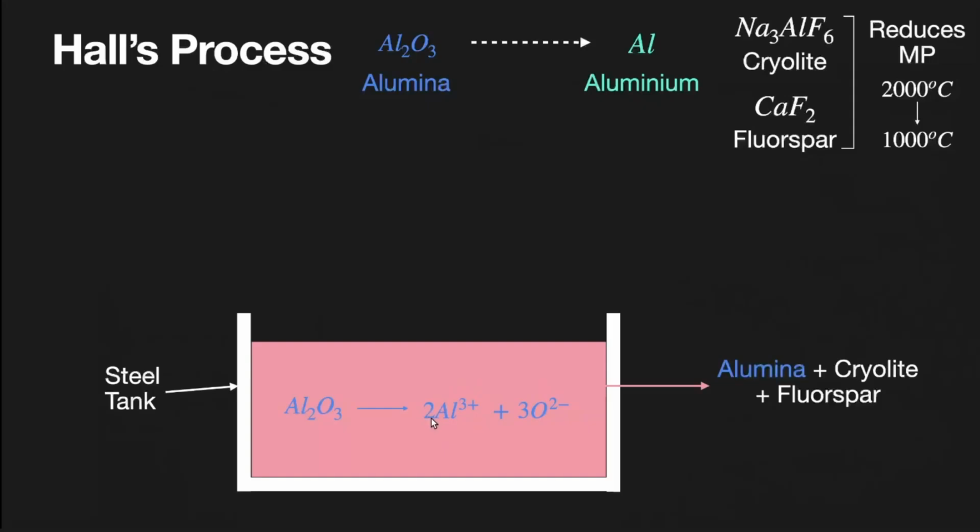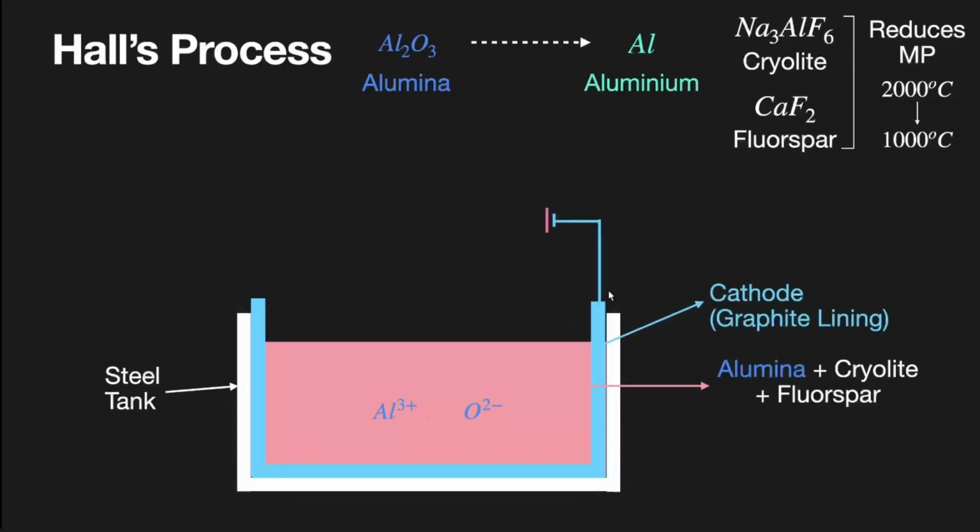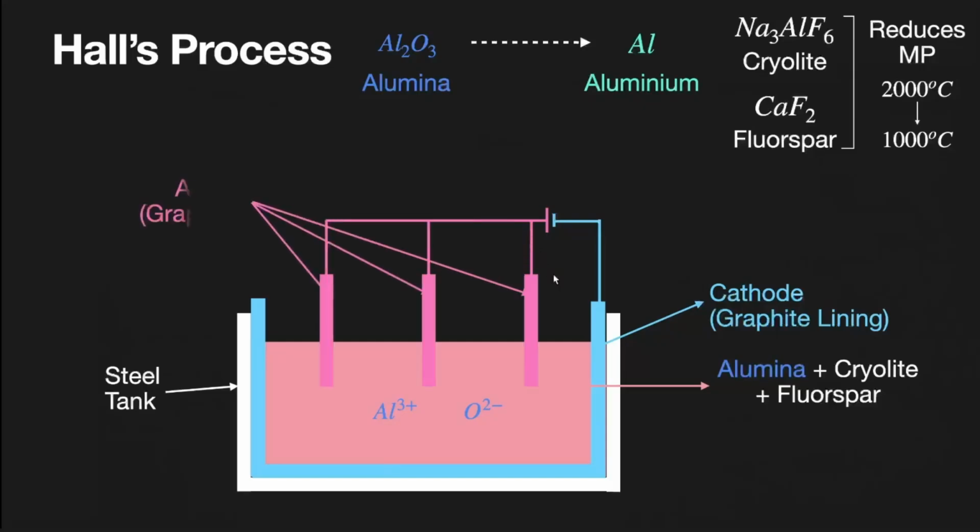How do we do that? We take a battery, right? And what we're going to do is, to the negative terminal, we connect what we have as a lining of the tank, right? We line the tank with this graphite material, and that forms our cathode. Right. To the positive terminal, we connect our anodes, which are also made of graphite.